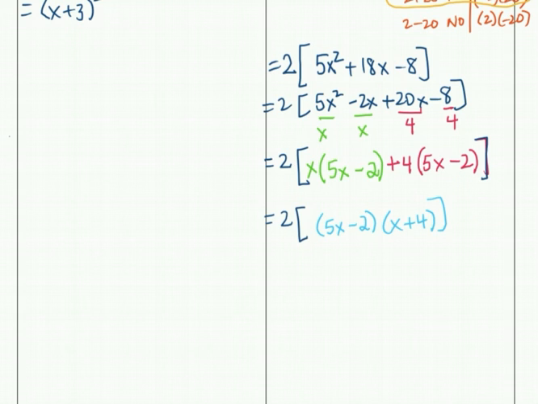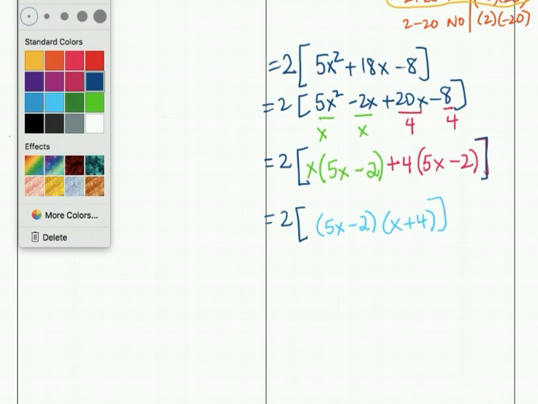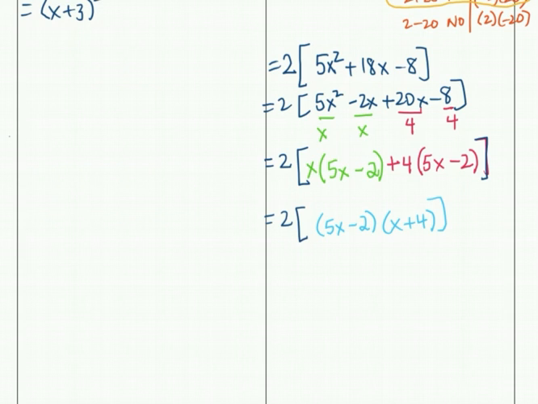Okay, so we can rewrite it without all these extra brackets, because this is now saying it is 2 times 5x minus 2 times x plus 4. So I can simply just write it without the square brackets like that. And that's my final answer.